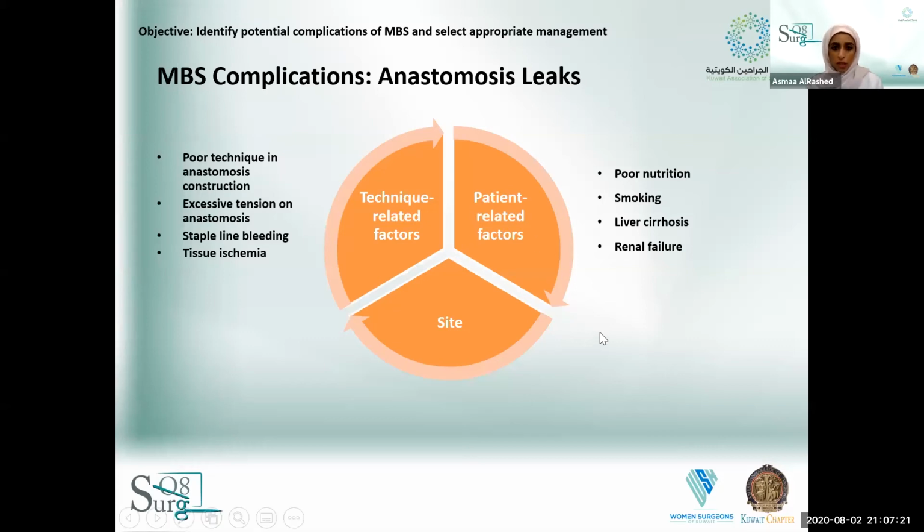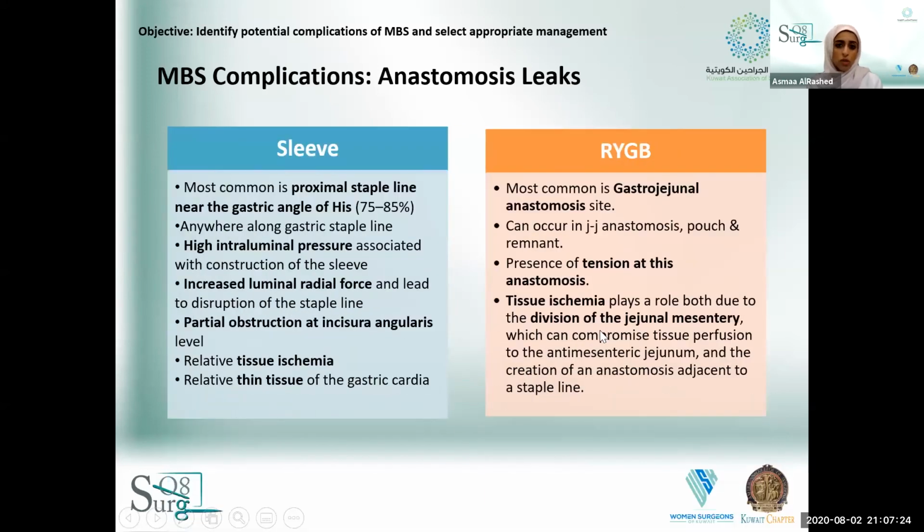Now, site of leak is important. As we said earlier, you have your sleeve and the Roux-en-Y gastric bypass. In the sleeve, for example, the most common site is actually at the angle of His, which is just below the GE junction, right? Almost 80% of the leaks occur there. Now, as I mentioned earlier, the sleeve has a very long stapler line, so it can leak from any point, but these are the most common sites.